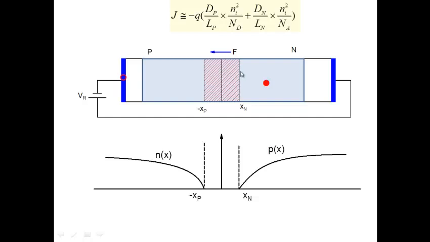The hole moves here. Note that it diffuses till this boundary. The moment it comes into the depletion region, there's a field which simply sweeps it away. Okay, so it sweeps it away and it comes here. And once it comes here, it's a majority carrier. There's no problem. Majority carriers move easily.